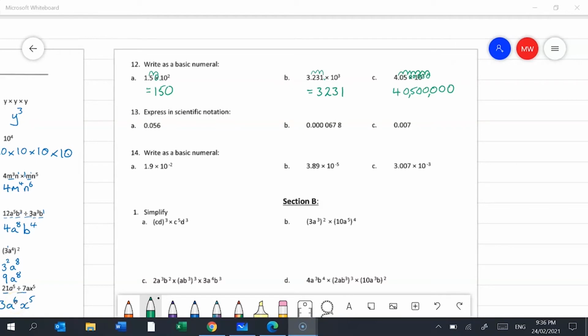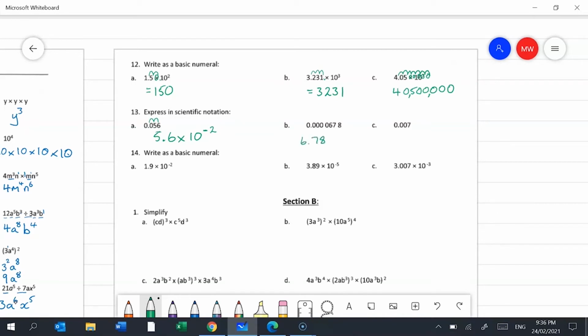Question 13 is an example where we've got a small number that we're writing as scientific notation. So this works the other way. We're going to have 5.6 times 10 to the negative something because it's small, okay? So the decimal is moving right, or if you prefer, the numbers are moving left, but the decimal's moved 2 places, so it's -2. In the second example, I've got 6.78.